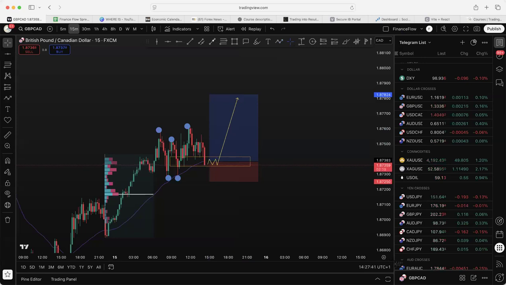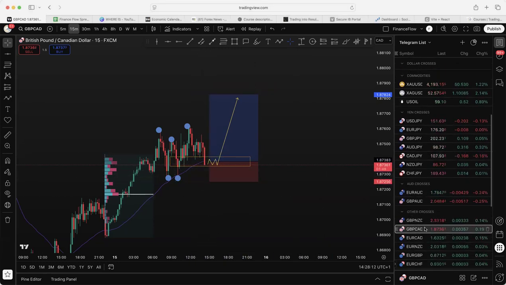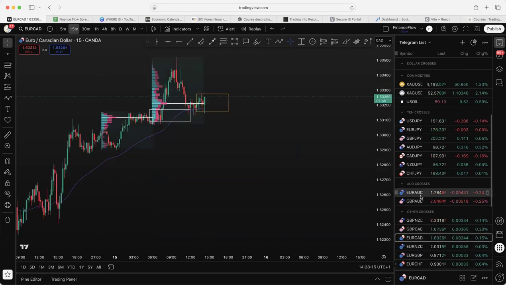Only if this level holds, but it's looking very, very weak. But it could be a bit of a fake out. So GBP CAD buy. I'll just put needs to hold. There we go. Needs to hold this area. Once this breaks, that trade is not valid at all.